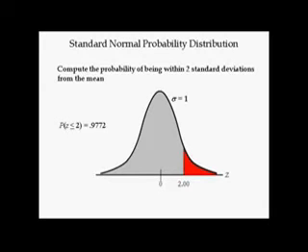After getting the probability from the table, label the gray area 0.9772, because the probability of being less than or equal to 2 is 0.9772. Because we want to know the probability of being greater than or equal to 2, we use the complement rule. Thus, the probability of being greater than or equal to 2 is 1 minus 0.9772, which is 0.0228.